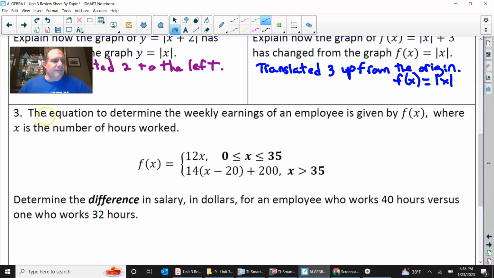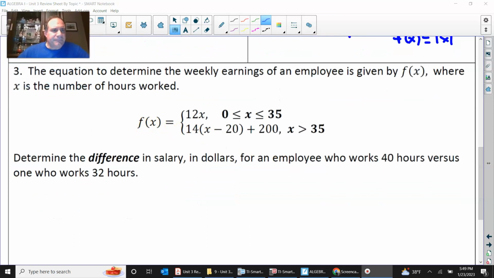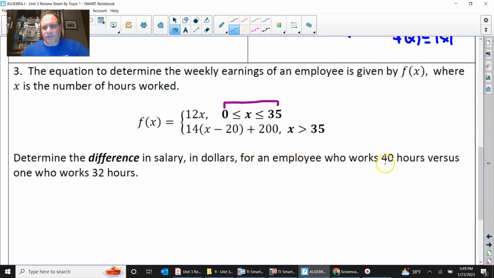So number 3 says the equation to determine the weekly earnings of an employee is given by f of x, where x is the number of hours worked. And that gives you this function here with 2 separate parts. This is f of x equals 12x, and then just between these hours, that's what that person makes, and then for anything greater than 35, you would use this function. So it's determine the difference in salary in dollars for an employee who worked 40 hours versus 32 hours.